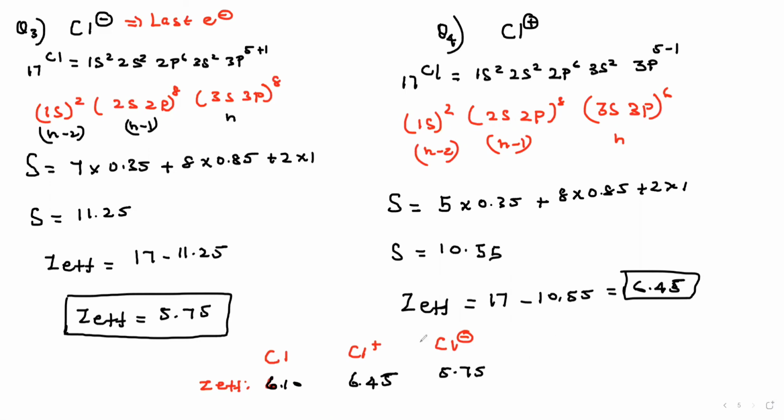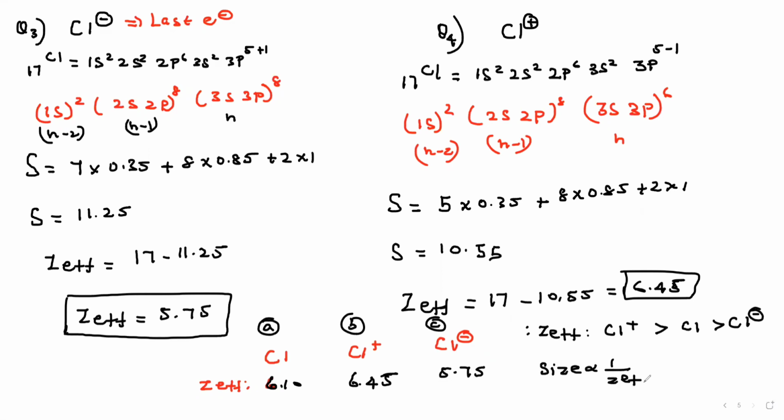Now tell me, this is A, this is B, this is C. Which has more Z effective? Cl plus, right? Then followed by Cl, then Cl minus. Now what is the size? We know very well size is inverse to Z effective, right? Z effective increases and size decreases. Therefore, what is the size order? Cl minus, then Cl, then Cl plus.